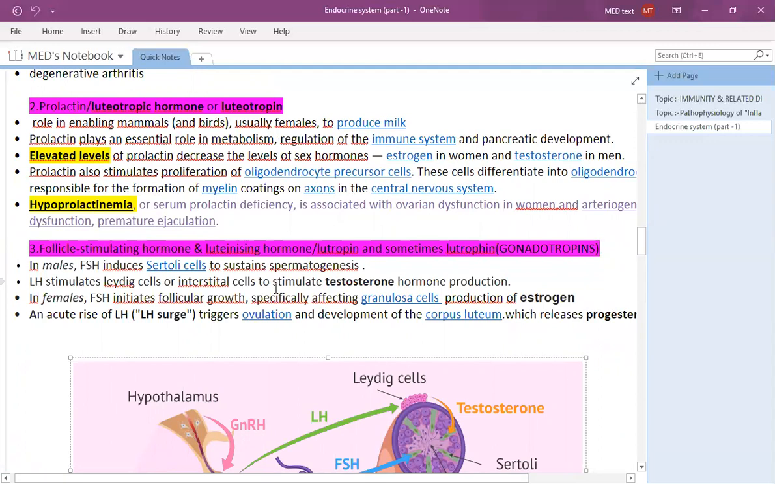So this is the first part. In the next part, I'll be telling you about the follicle stimulating hormone, and the next part sequentially dealing with ovaries, testes, and pancreas, thyroid, adrenal gland, and so on.